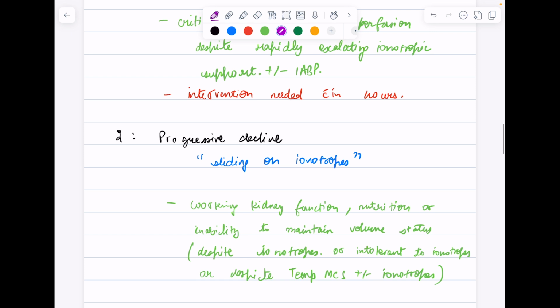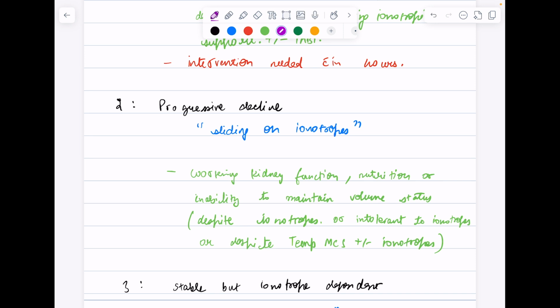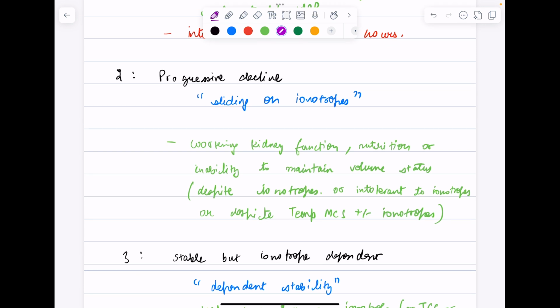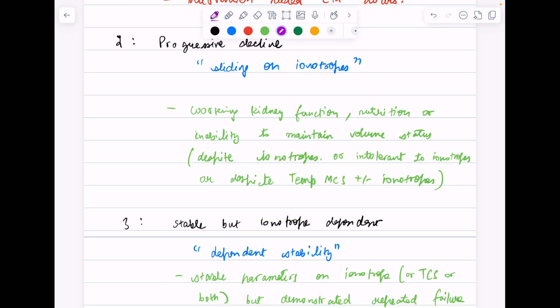Second profile is that of a progressive decline, also termed as sliding on inotropes. This patient is already on inotropes and yet there is a slow yet progressive decline in their clinical status. It's not a critical decline over, for example, a period of hours, but slowly you can see that they have worsening kidney function, nutrition, or they're not able to maintain the volume status. This can also be with patients who have a temporary MCS in place.